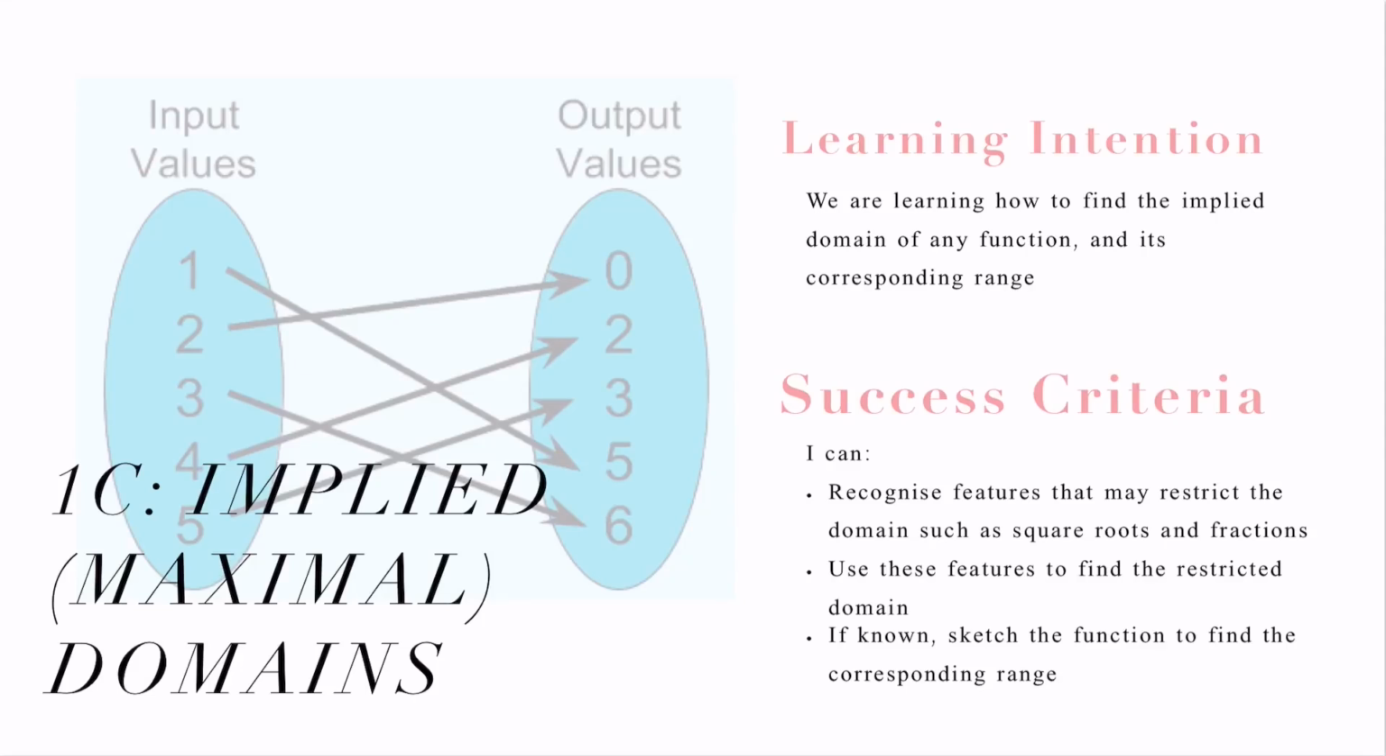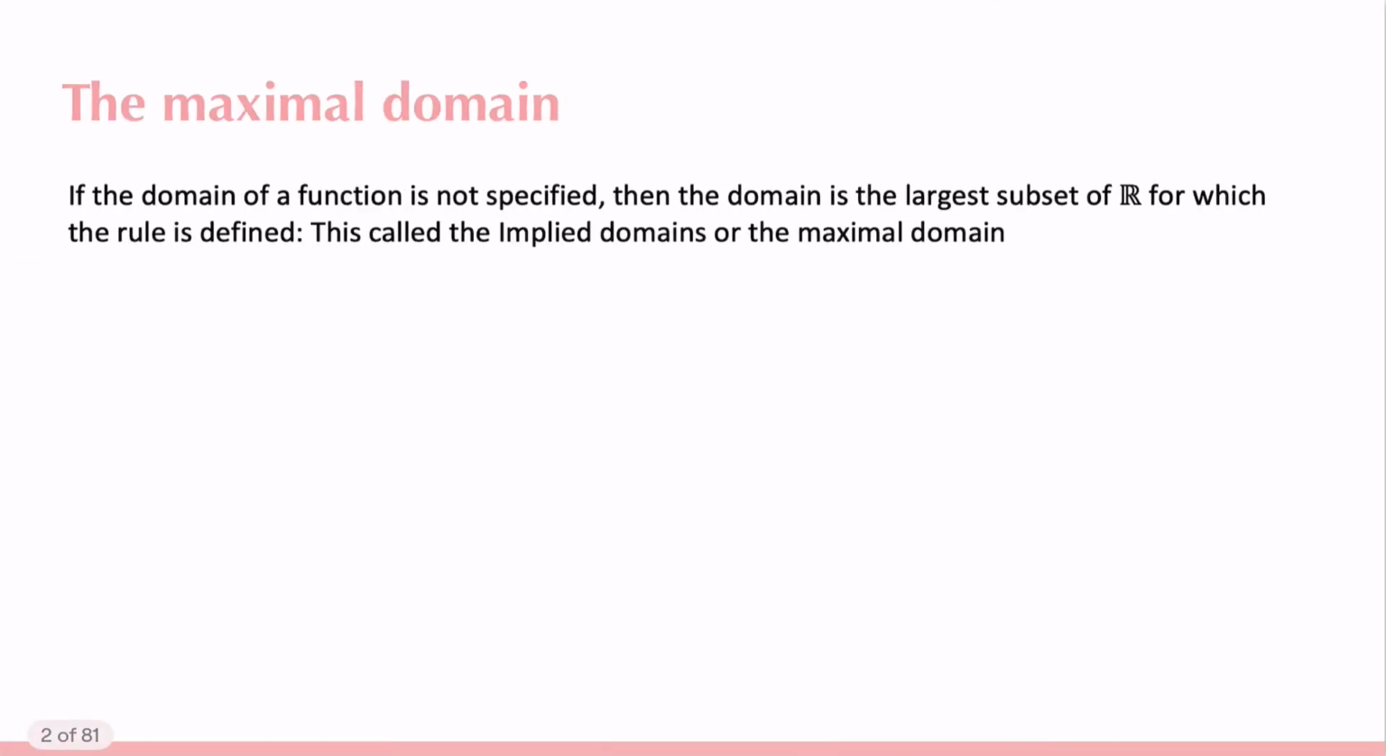Hello everyone, today we're looking at exercise 1C, which is all about implied or maximal domains. So today we're learning how to find the implied domain of any function and its corresponding range. What you need to be able to do is recognize features that may restrict the domain, such as square roots and fractions. Use these features to find the restricted domain, and if known, be able to sketch the function to find the corresponding range as well.